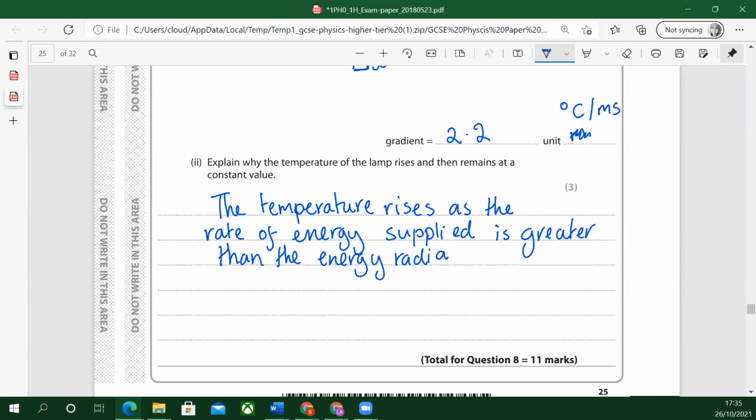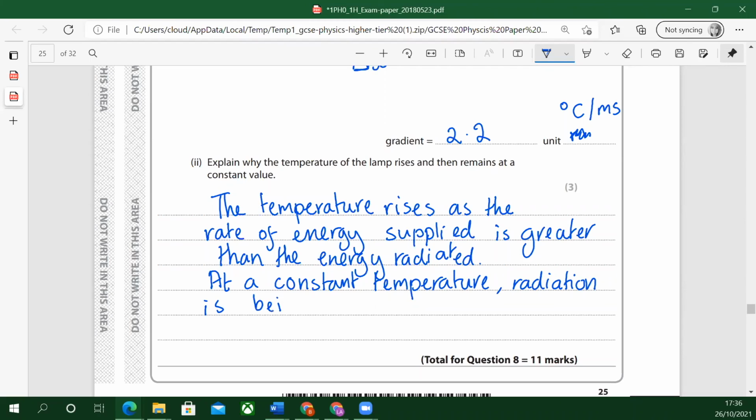Right, okay. So at a constant temperature, that gives us the next explanation. So at a constant temperature, and we've got the flat bit of the graph, energy is being radiated at the same rate as it is being input. So at a constant temperature, radiation is being lost at the same rate at which it's supplied.